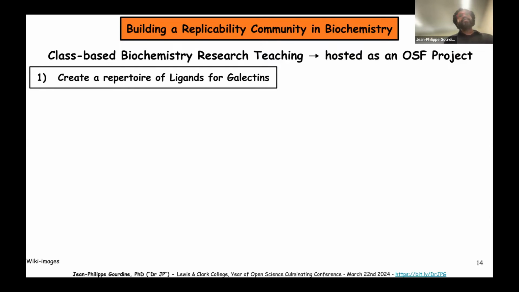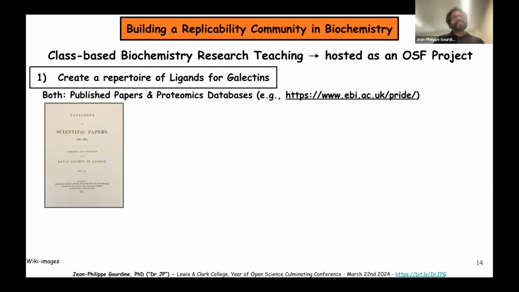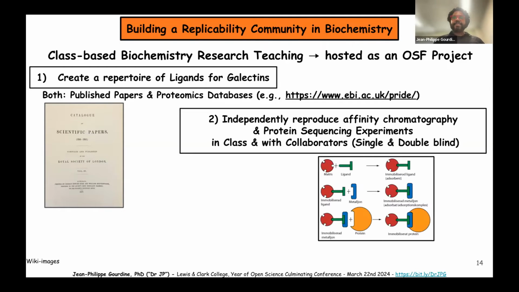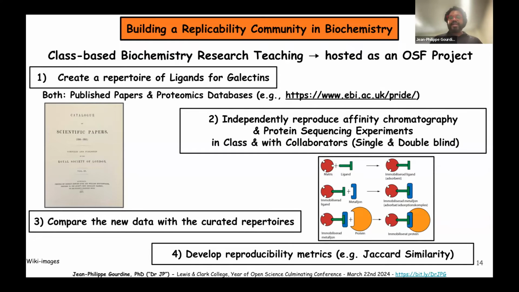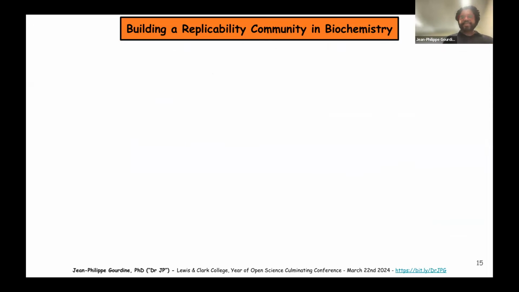So I want to create a repertoire of ligands for galectins using both published papers and proteomics databases. Number 2, independently have students reproducing those data in labs, and have our collaborators, either single-blinded or double-blinded, double-checking the students' results. And number 3, I want to compare those results generated with my students with the repertoire that was generated from the data curation, and then develop some reproducibility metrics, such as the Jaccard similarity.